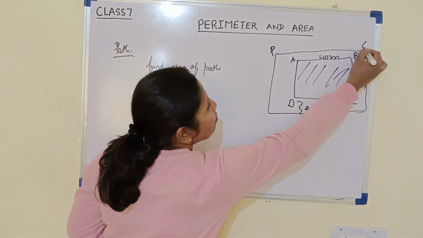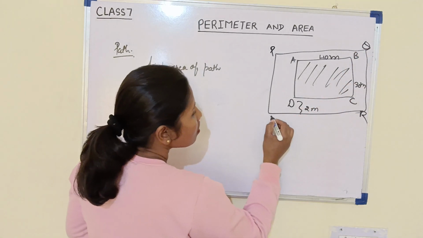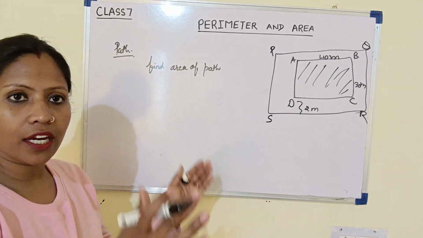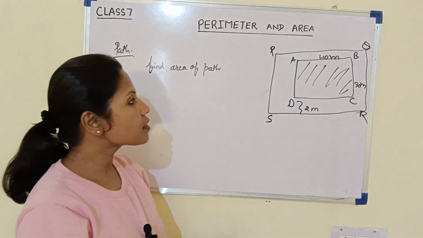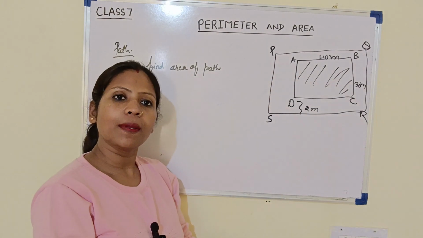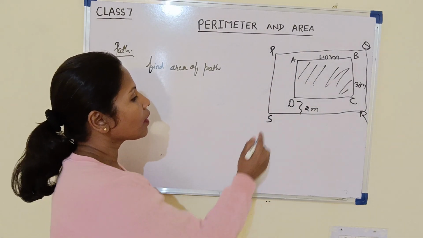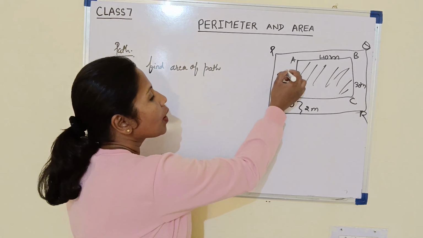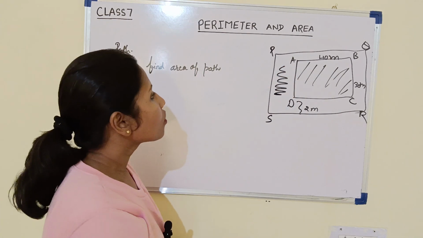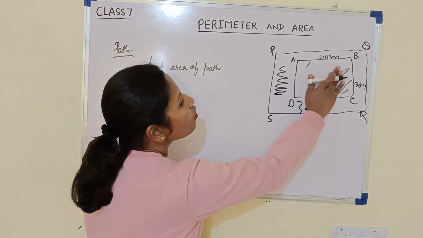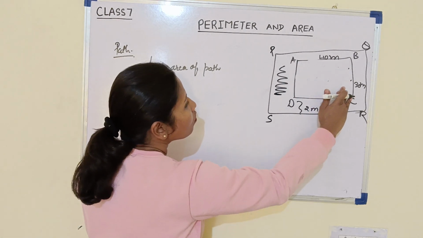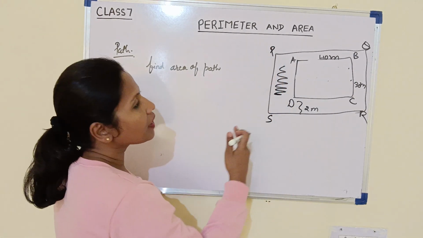Suppose make it as a PQRS. So आउटर साइड वाला जो पूरा रेक्टेंगुलर शेप है वो PQRS है, और जो इनर वाला है वो ABCD है. So what we have to find? We have to find this area. हमें ये एरिया फाइंड करना है. So what we will do? First we'll try to find PQ and PS.